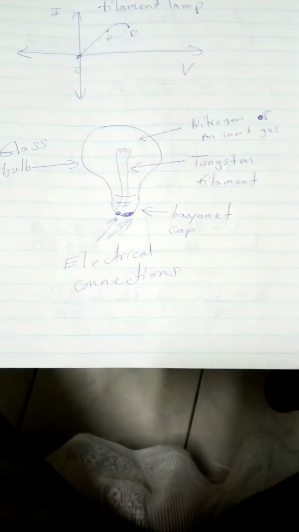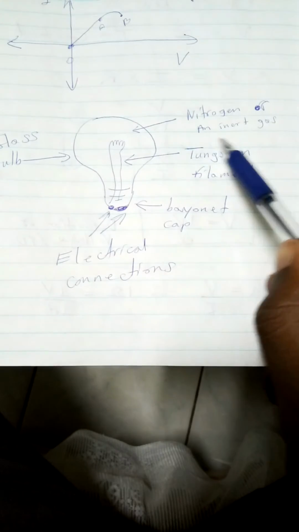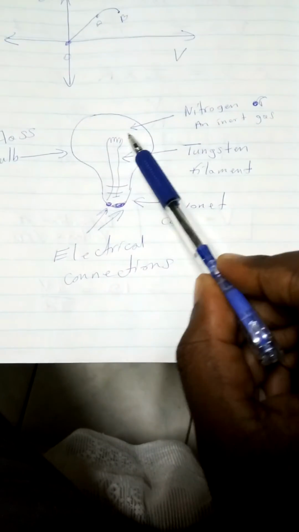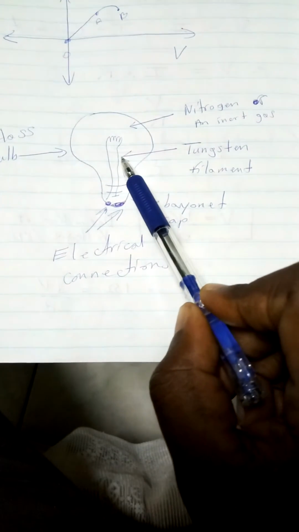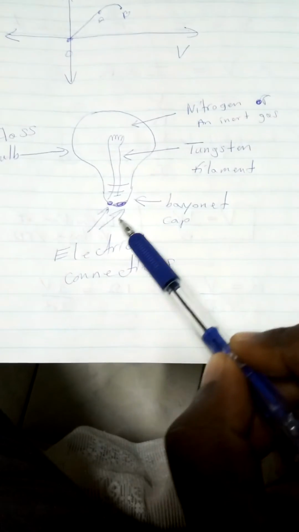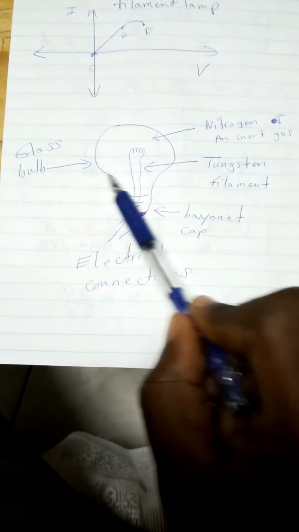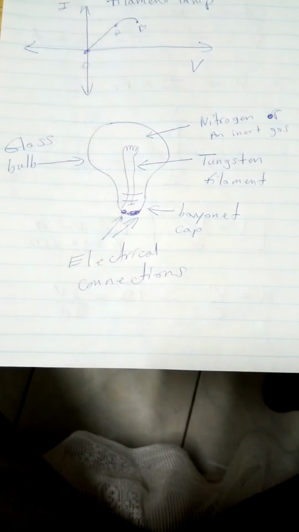However, this is a filament lamp, and inside the filament lamp you normally have nitrogen or an inert gas. This is my filament. The filament is normally made of a material called tungsten, and this part here is your bayonet cap. This is normally for your electrical contacts or electrical connections, and then over here there is a glass bulb. So that is the filament lamp so far.